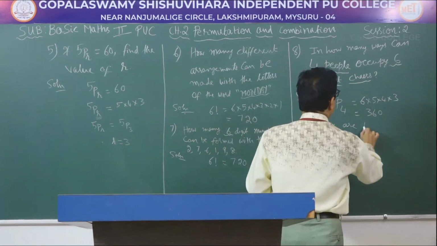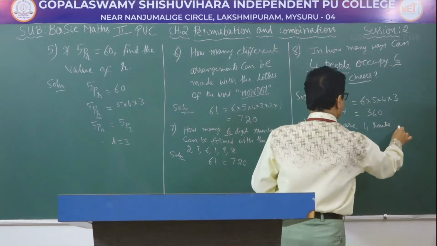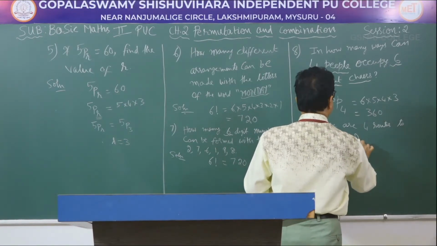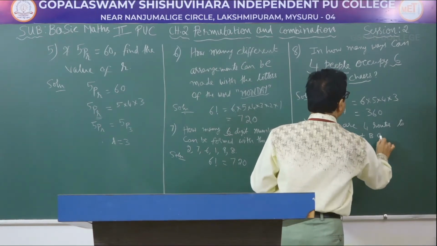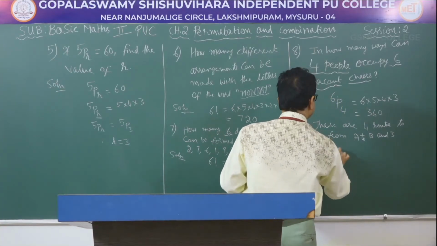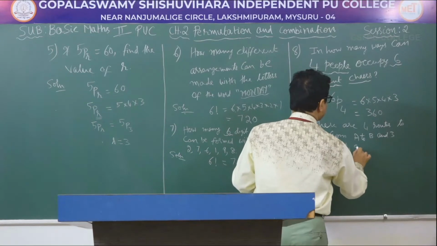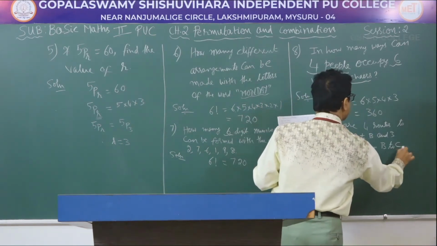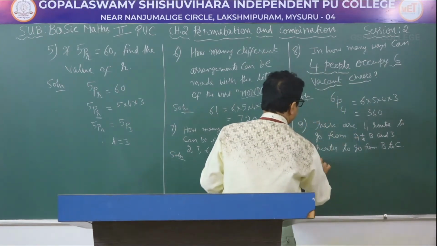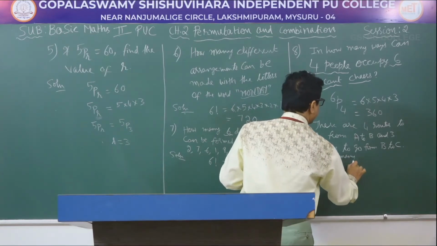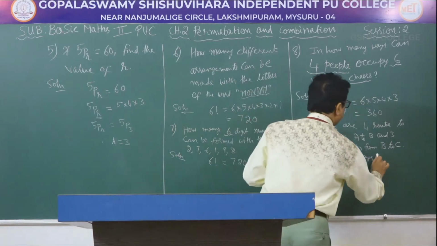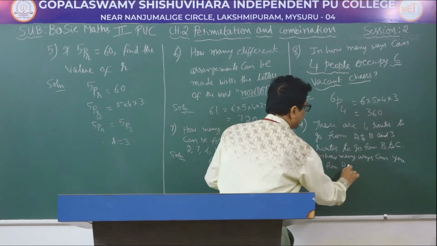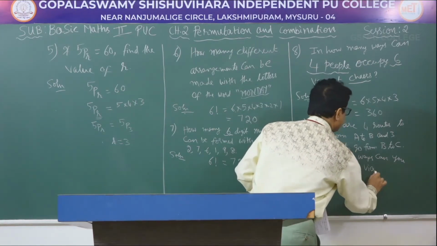There are 4 routes to go from A to B and 3 routes to go from B to C. In how many ways can you go from A to C via B?